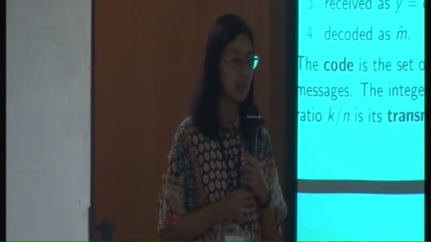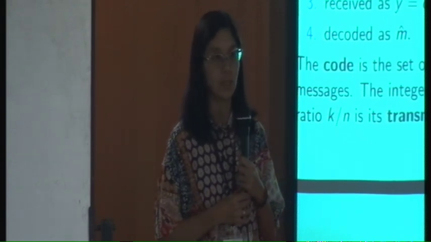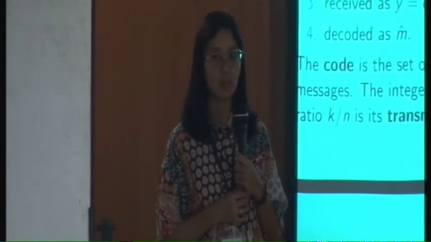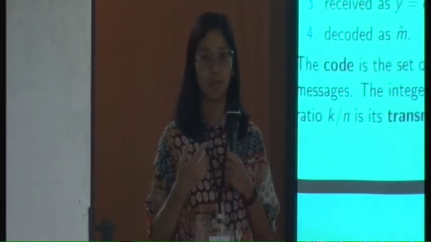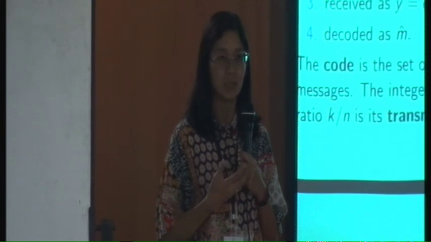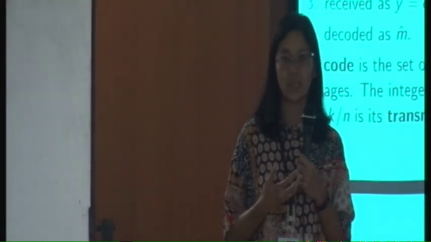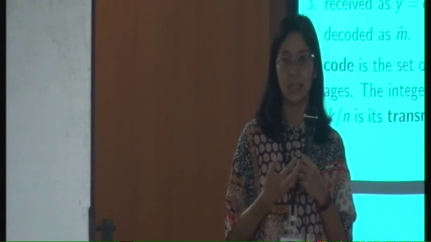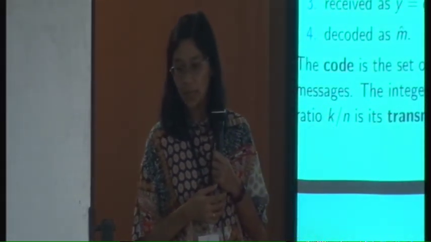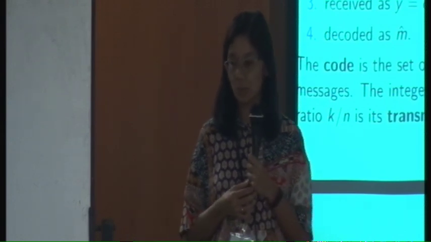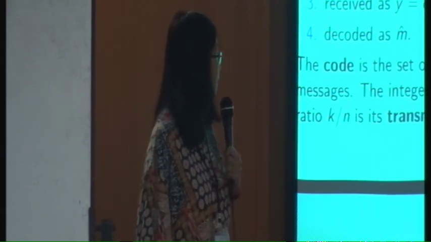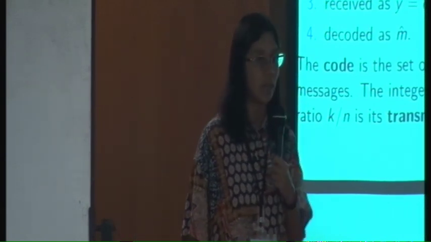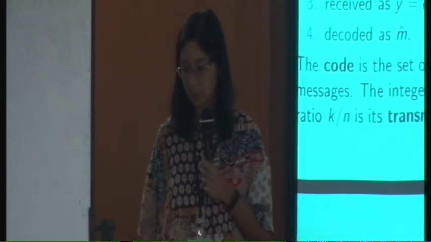The difference between cryptography and coding theory: in cryptography we try to hide the message in a secure channel, but in coding we send the message, and when we receive it, it may contain some errors, and we try to detect and correct those errors. The code is the set of all code words generated by all possible messages. The integer n is called the length of the code, and the ratio k over n is its transmission rate.